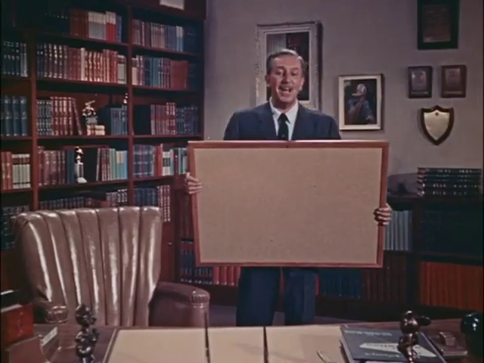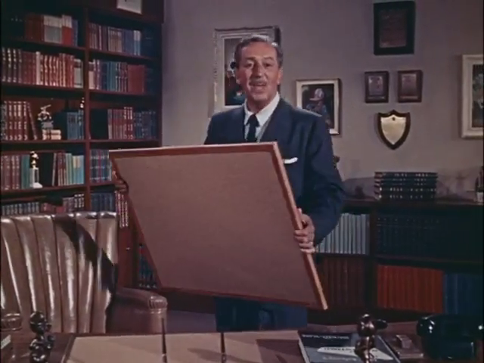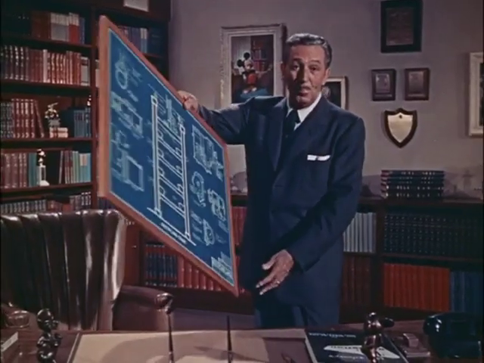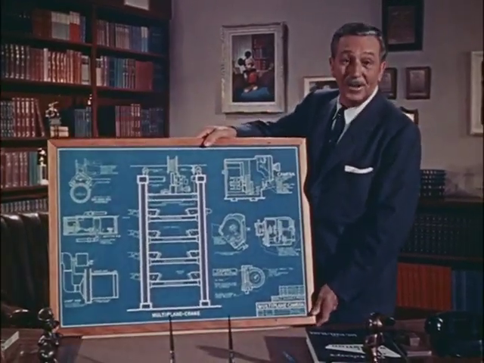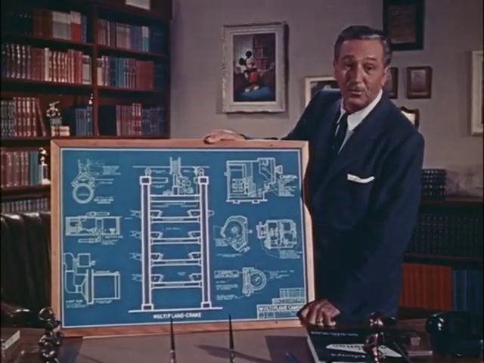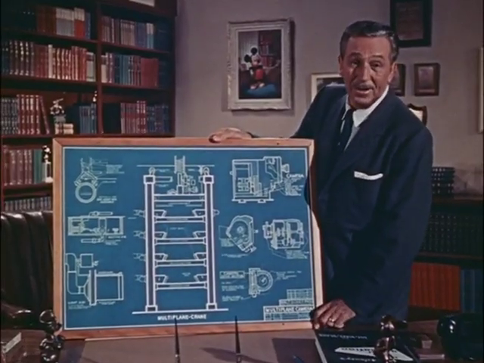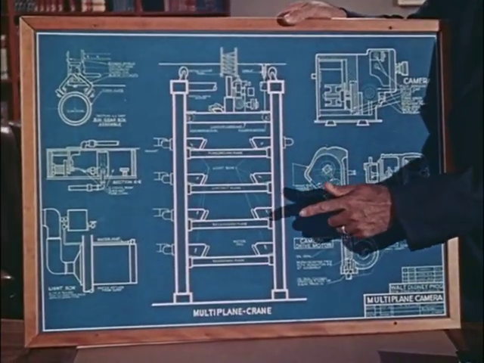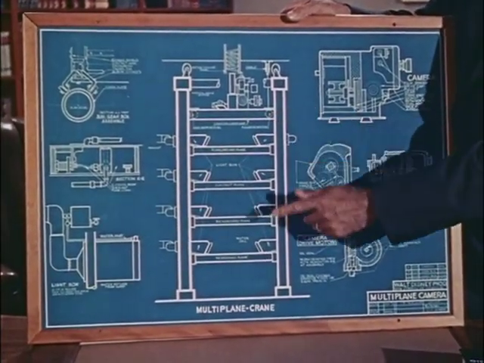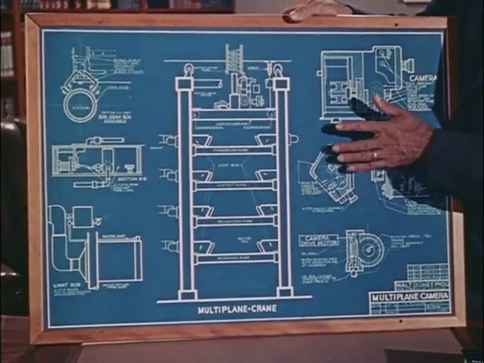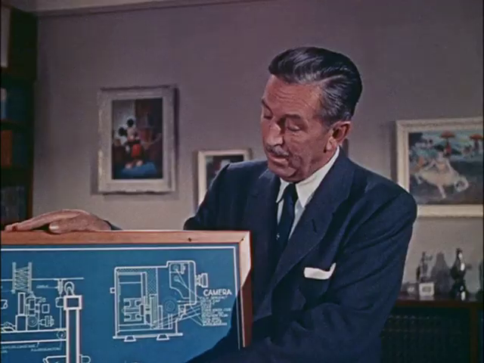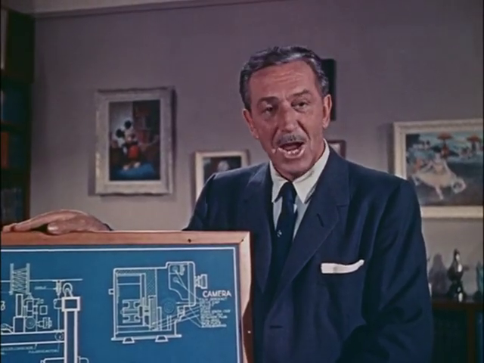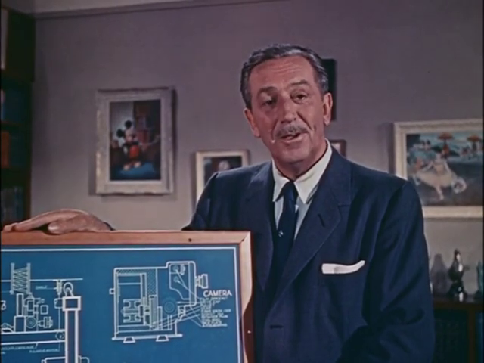Now, this is a different kind of drawing. It also came out of our school of self-improvement here at the studio. It is a blueprint of a piece of equipment designed to make cartoons more realistic and enjoyable. This is the plan for a super cartoon camera. We call it the Multiplane camera. It was intended for use in our feature-length cartoons. You see, we decided for features. The camera needed improvement too.